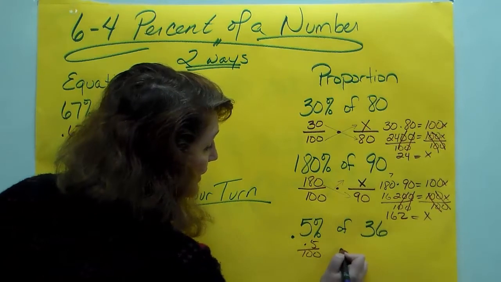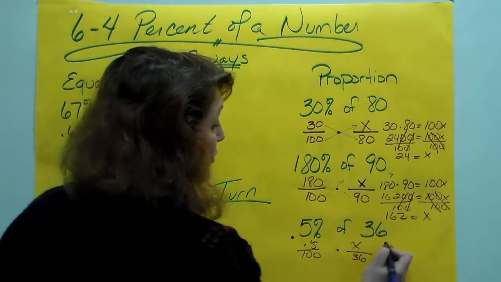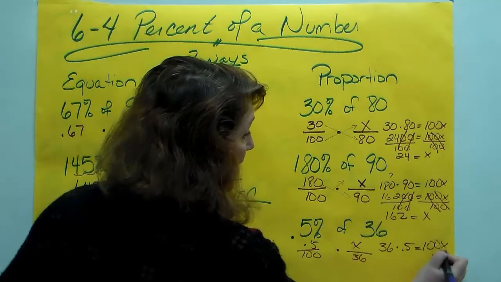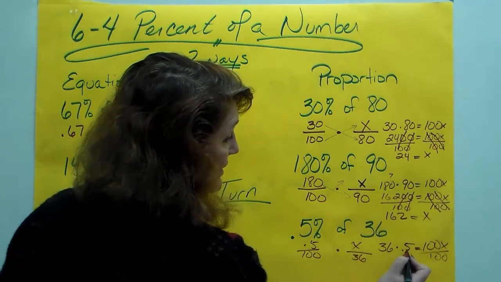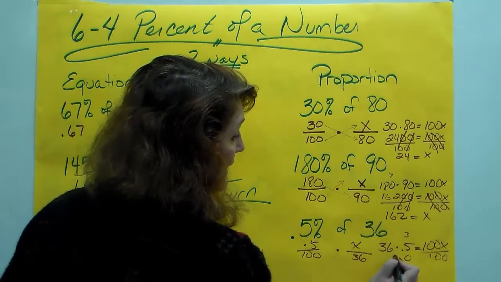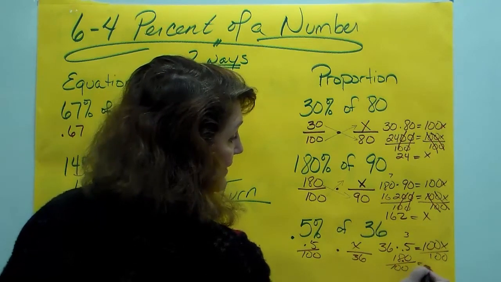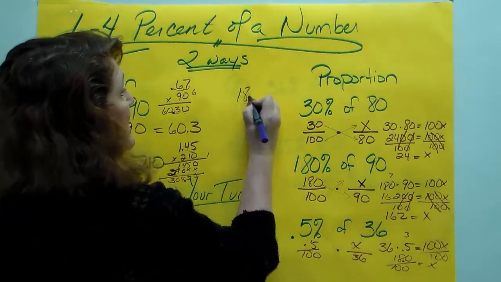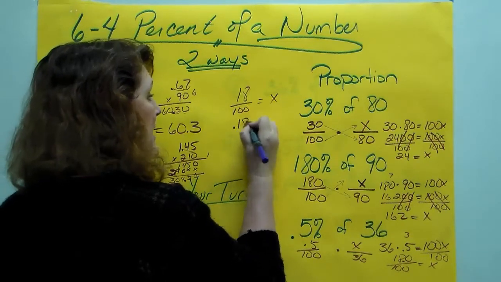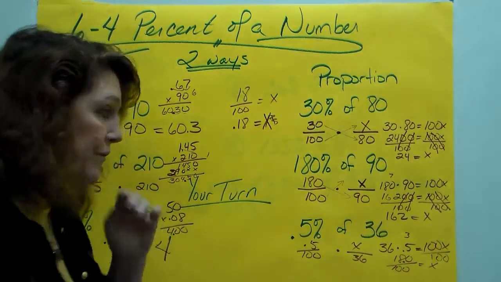0.5 over 100 times x over 36. So 36 times 0.5 equals 100x. Divide by 100. What is this? 36 times 0.5. 5 times 6 is 30. 5 times 3 is 15. 18 with 1 decimal. So that is 18 hundredths equals x. If 18 hundredths equals x, then 0.18 equals x, because this is 18 hundredths. Get it?